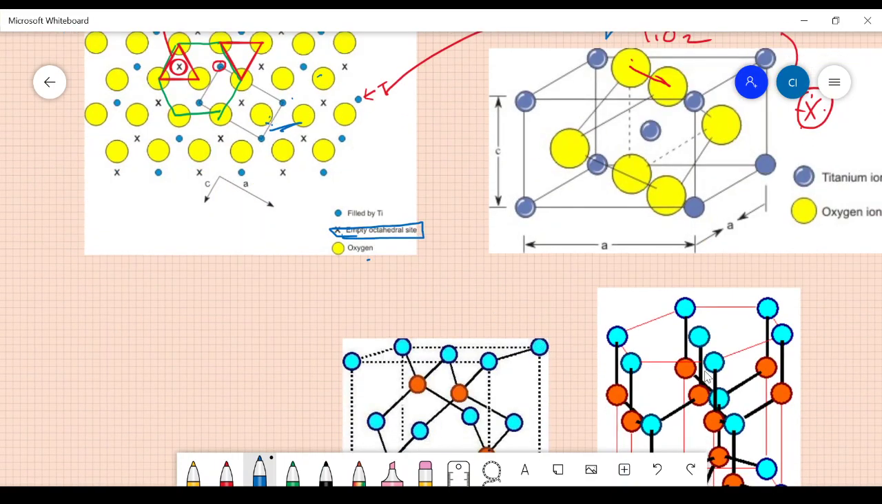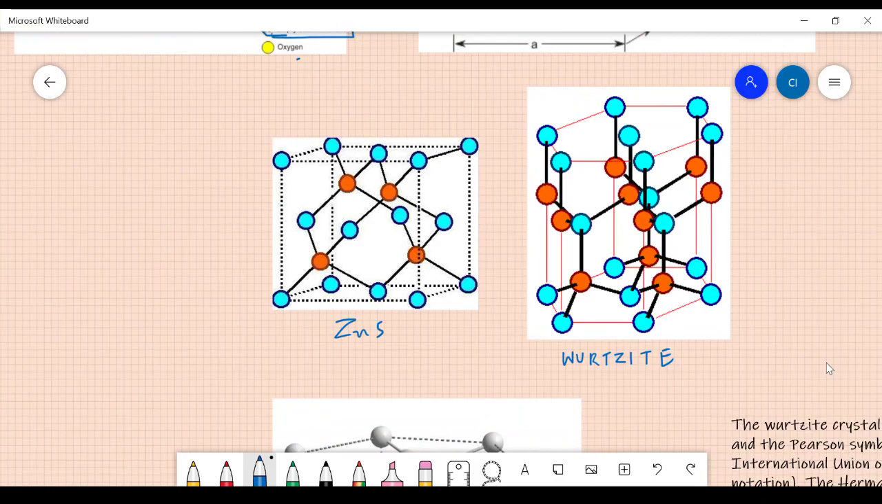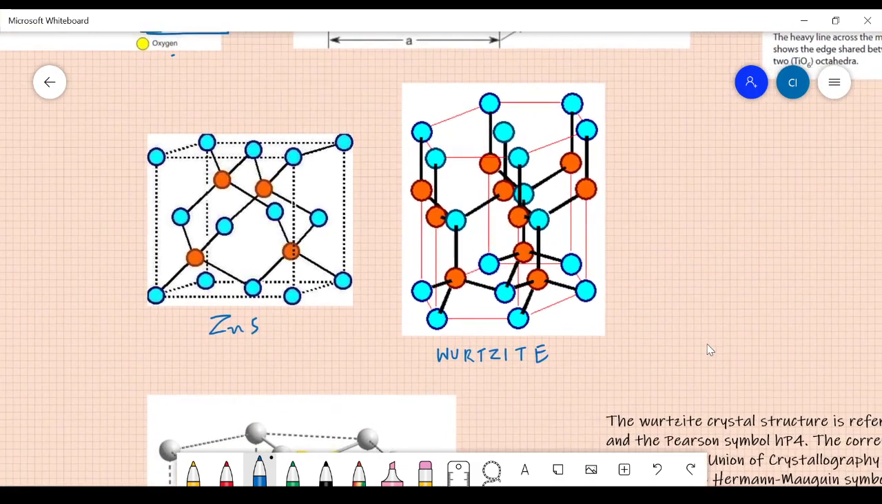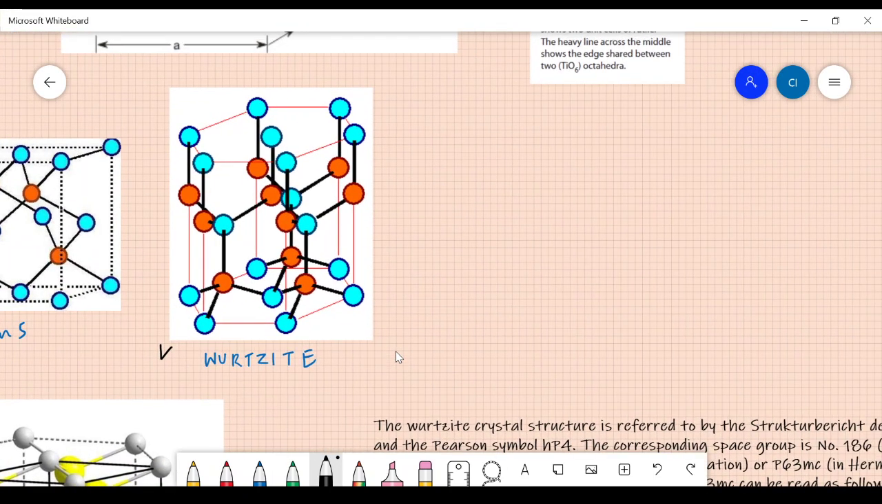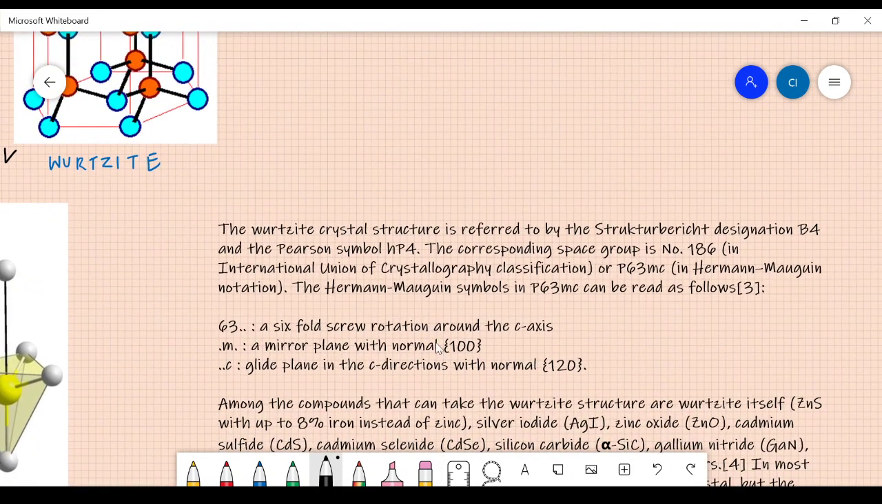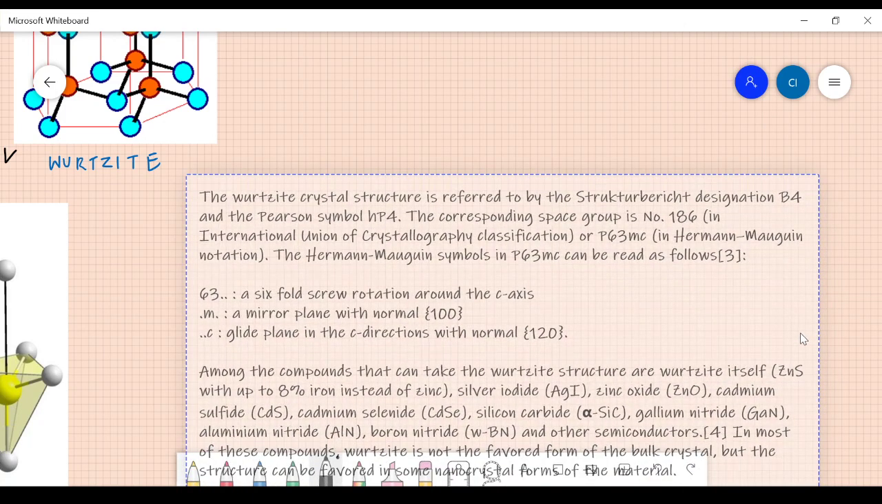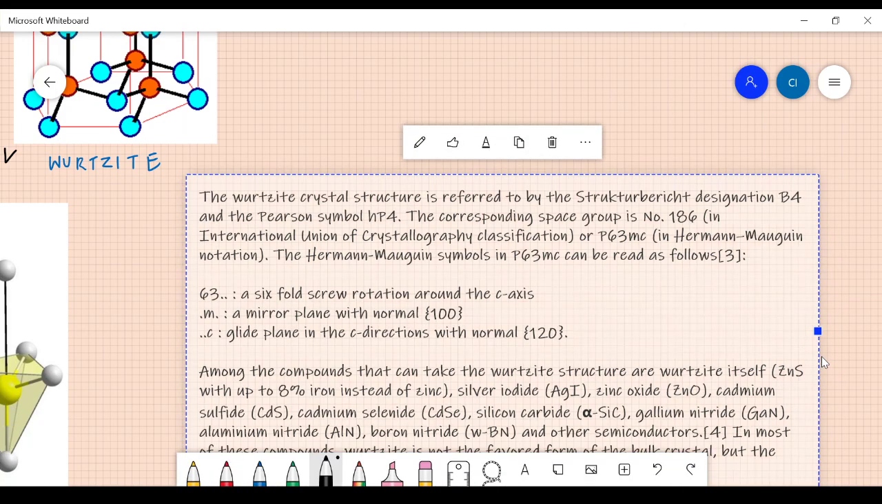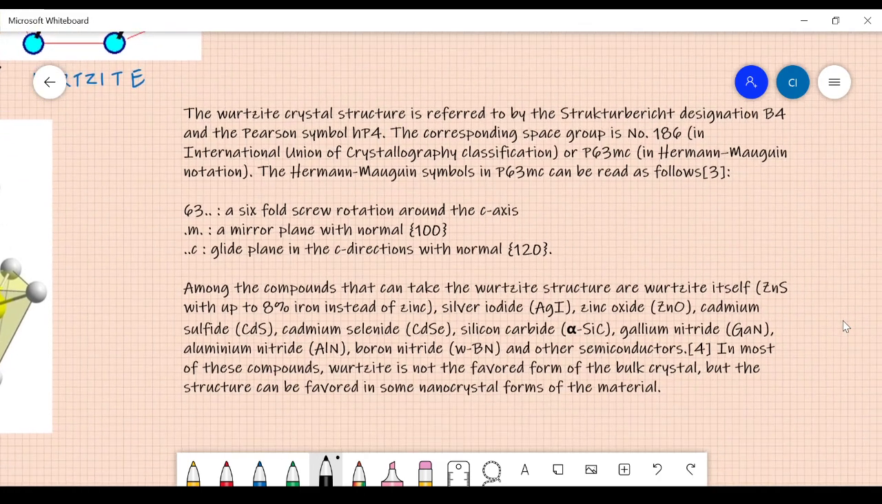Now coming to the wurtzite structure, this is an example taken from zinc sulphide. As you can see, zinc blende is on the left side here, and then you have wurtzite on the right side. The wurtzite crystal structure. So this is about wurtzite. It is referred to by its German name, and a designation and symbol are also given there. I copied this from a website, but you can just ignore it. Look into the notes that I'm giving.